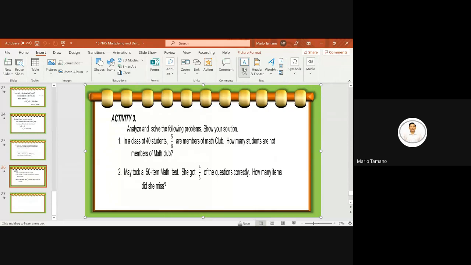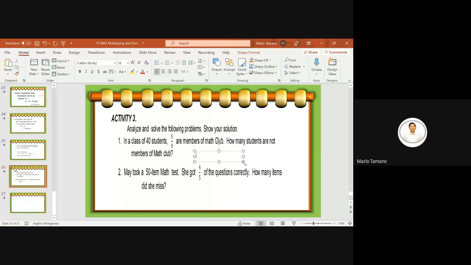Yung sinabi ko na kanina, nasulat ba ninyo? Yung 40, pwedeng 40 ganito, pabaliktad kayo. 40 times what? 5/8. Okay? Pabaliktad po tayo. So, 5/8, and that is, pwede nyo i-cancel yung 40 at saka 8. Yung 40 divisible by 8. How many 8 do we have from that 40? Di ba 5? Yes or no? 25. Yes po, sir. 25 po ang members of the math club.